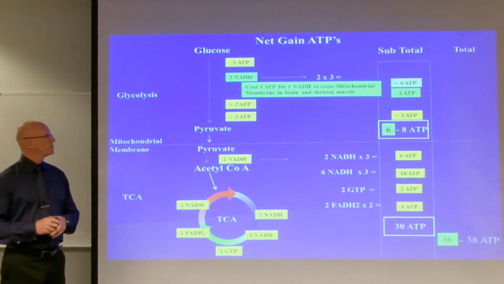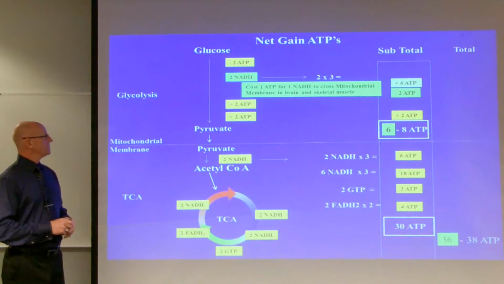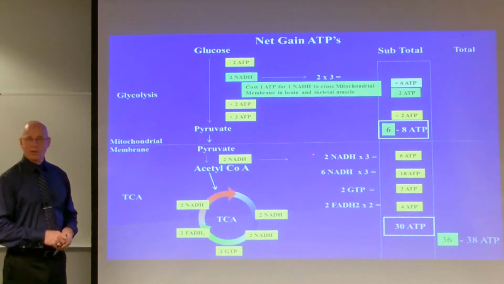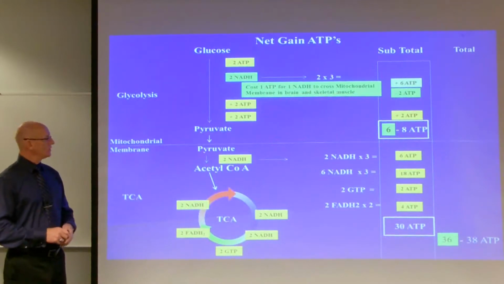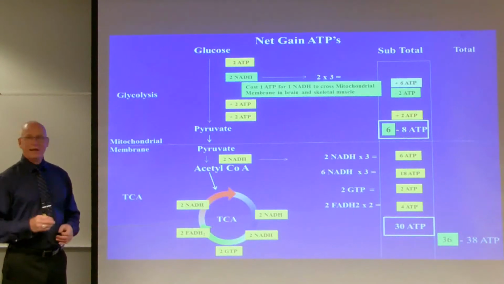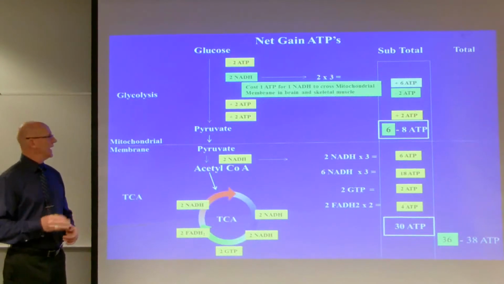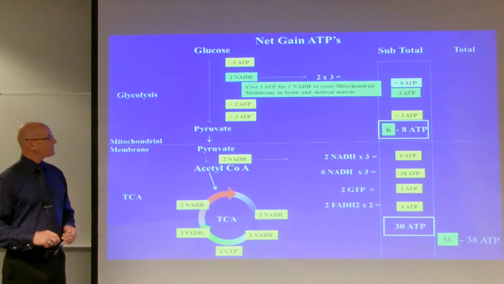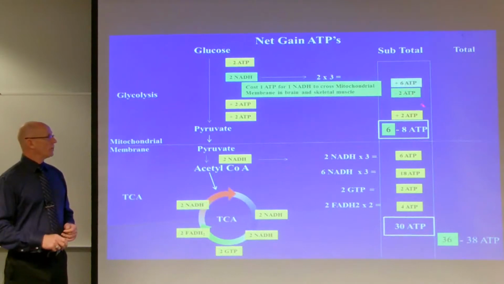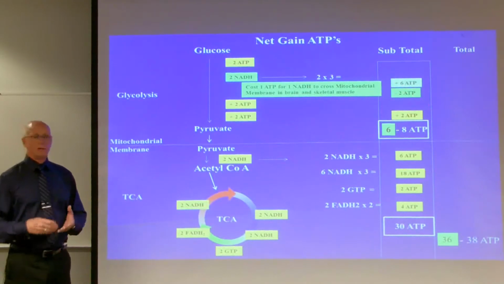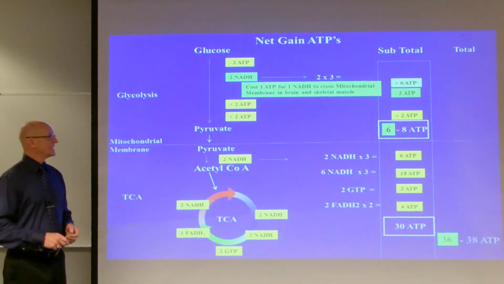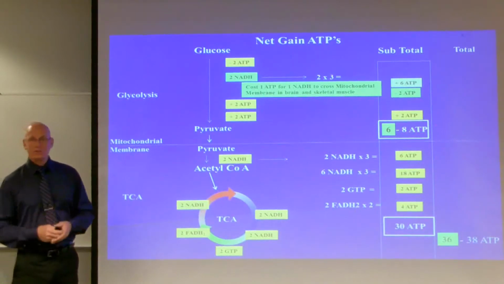Now, in some tissues, this nicotinamide adenine dinucleotide is going to cost us 1 ATP to get across the mitochondrial membrane. That's in some tissues, such as the brain and skeletal muscle. So that will cost 1 ATP for each NADH. So if you're having a total of 6, then you can reduce that by 2, and then it's 4, and that 4 plus 2 ATPs is 6. So that's where we come up with the difference between 6 to 8 ATPs in glycolysis, and it depends on the tissue.